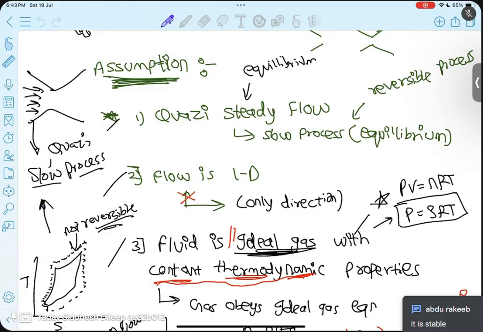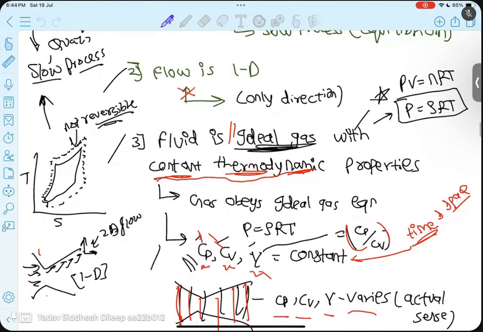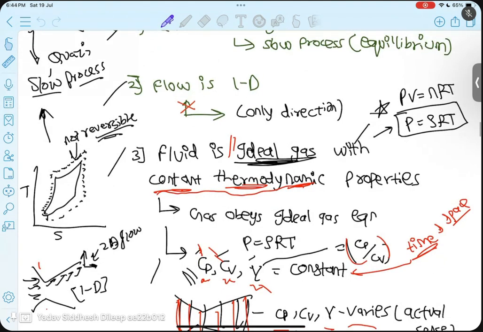So the flow should be quasi steady, that is slow, independent of time. Because in the steady flow energy equation, SFEE, if you have a variation in flow with respect to time, then you have another set of equations that you need to solve. To simplify the equations, we have assumed it to be steady, that is, no variation with time. Second point, flow is one dimensional. There is no second or third dimension considered for solving the equations. It is considered that the flow is just coming straight like this.